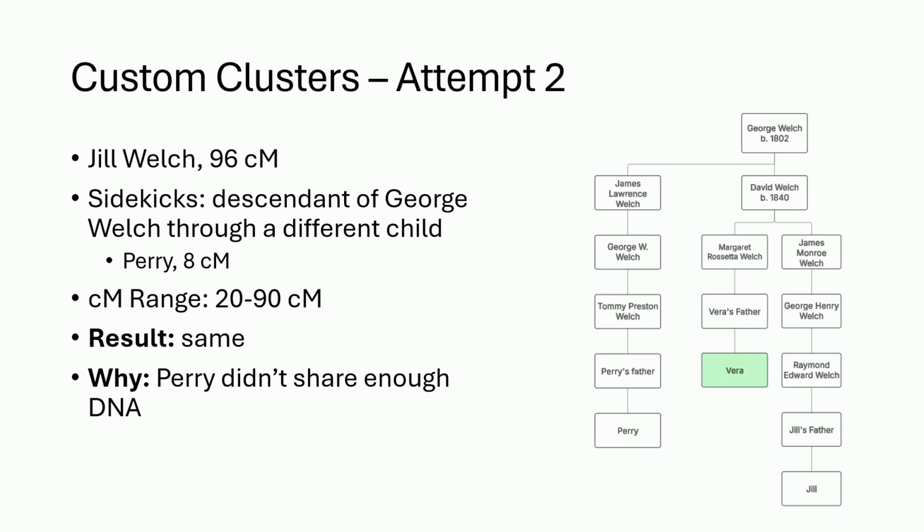The clusters did not change at all from the first attempt, and I think it's because Perry just didn't share enough DNA. He only shared 8 centimorgans with Vera, and so he probably didn't share enough DNA with the other shared matches either, so it didn't really do anything. So that was a failed attempt. So I recommend sticking with sidekicks that are 20 centimorgans or over, or maybe ones that are really close, like 19, but probably ones that are over 20 centimorgans would be the best.